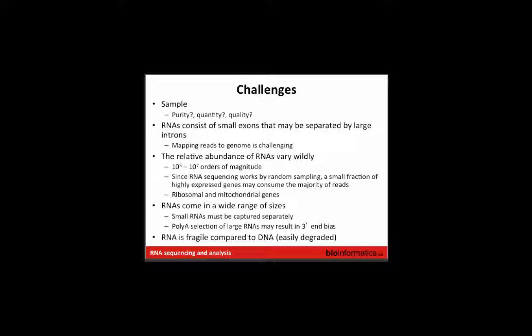Another problem is that RNAs consist of small exons, at least in eukaryotes, that may be separated by large introns, and this creates an alignment challenge. When you're sequencing reads that were derived from the genome, you have a little piece of the genome, and when you align it back to the genome, you expect it, for the most part, to align as a single contiguous sequence. We don't have this expectation for RNA. Many times a read will span across two exons, and when we align it back to a reference genome, we have to resolve that exon-intron-exon structure to figure out how it fits against the reference sequence.